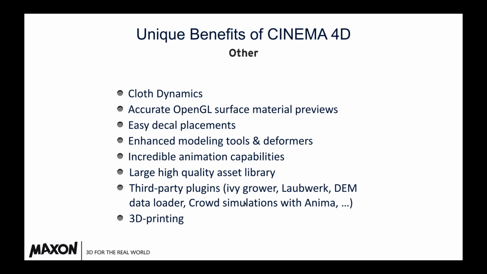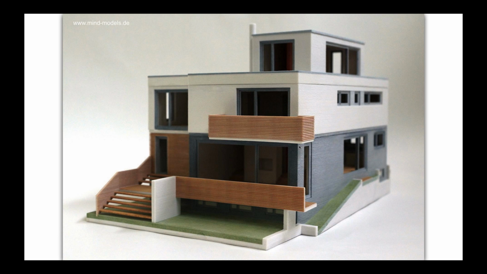Another thing that you can do inside of Cinema 4D is crowd simulations, so people walking around and interacting using a plugin named Anima. 3D printing is another thing that we support. So most of the slicer programs that will build the data that a 3D printer understands, they will support STL files that are exported from Cinema 4D. And these STL files even include bitmap information. And that means that you can even print color in your 3D printed models as well. So these are some of the additional benefits of Cinema 4D.